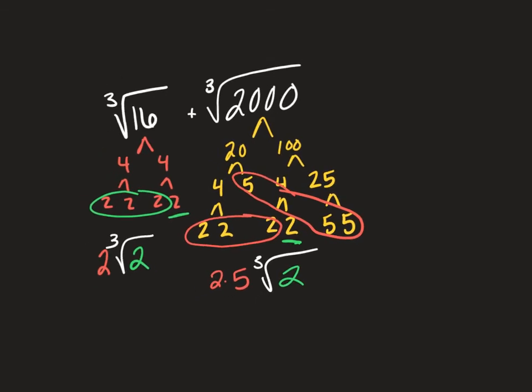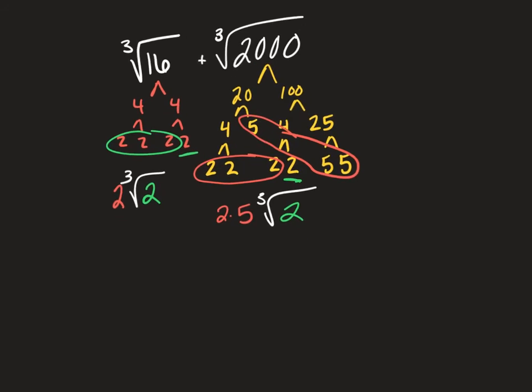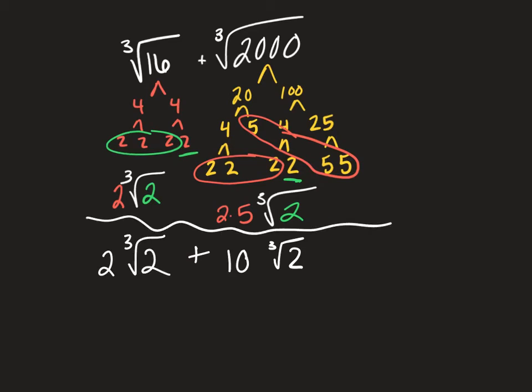So then, 2 times 5 gives me 10. So we have 10 times the cube root of 2. And then this one is just 2 times the cube root of 2. So all I did was just bring those down to make this neater. And then once you get to that point, you just add your 2 and your 10, which is 12, and then you keep that cube root of 2 on the end.